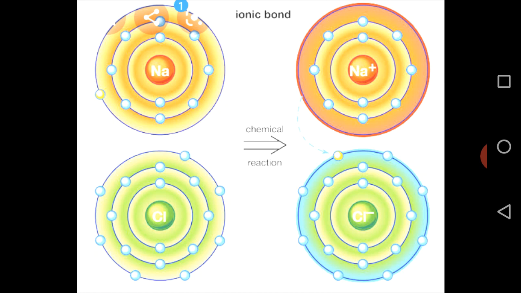This is the ionic bond between sodium and chlorine. The top left is sodium and the bottom is chlorine. By losing an electron, sodium becomes a cation, as in the upper right picture, and the bottom is chloride, formed by gaining an electron.